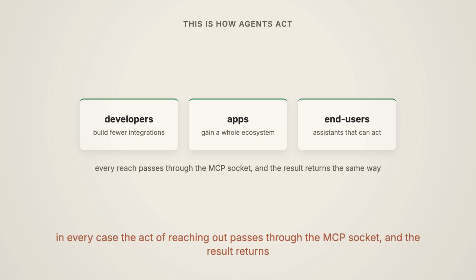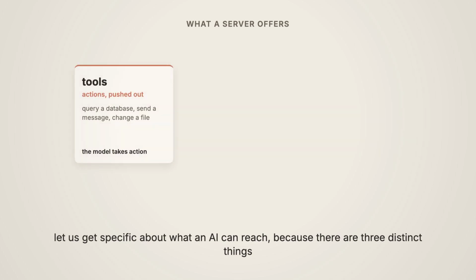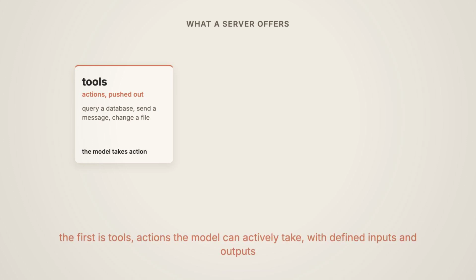the same way. Let us get specific about what an AI can reach, because there are three distinct things and people blur them into one. The first is tools, actions the model can actively take. Query a database, send a message, create a calendar event, change a file. Each is one operation with defined inputs and outputs.